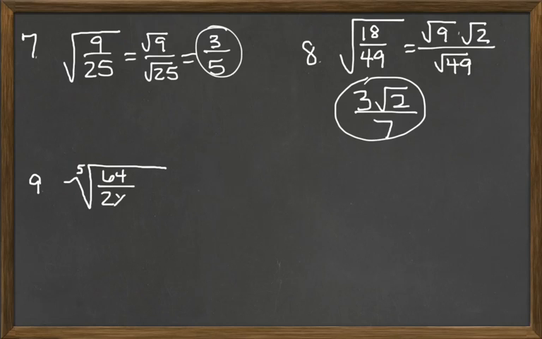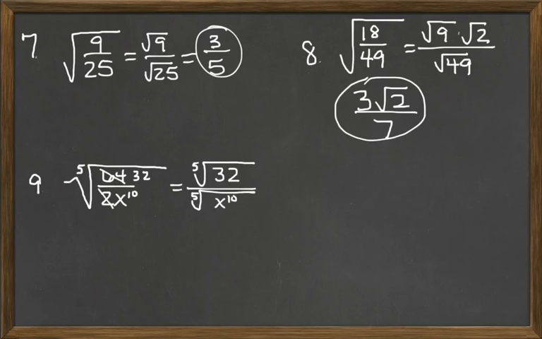Okay, the next one, we're looking for the fifth root. Now this one can be a little bit tricky. You need to notice that you can divide 64 by 2 to get 32. And that's going to give you the fifth root of 32 over the fifth root of x to the 10th. Now notice that I did put them under two separate radicals, and that's perfectly permissible with multiplication and division. That's the beauty of multiplication and division.